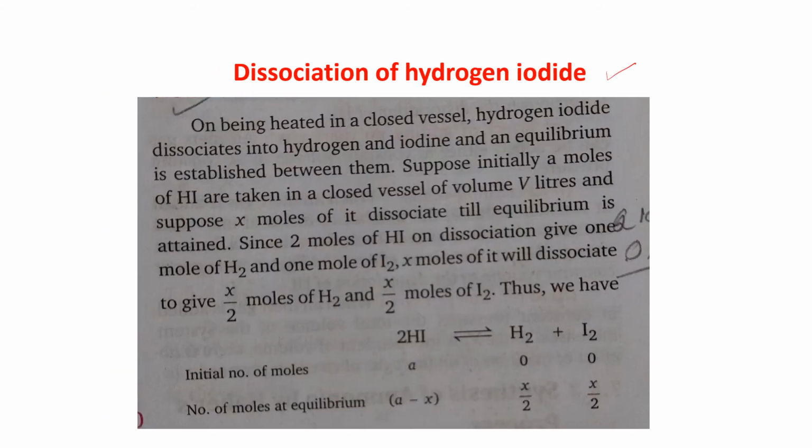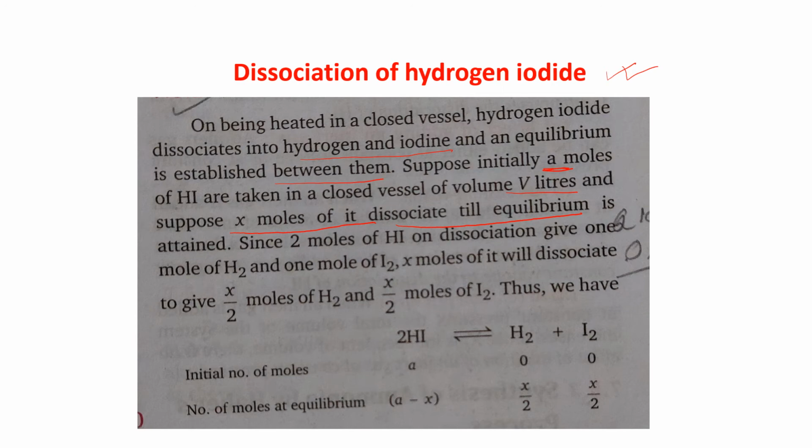Dissociation of hydrogen iodide, another example. On being heated in a closed vessel, hydrogen iodide dissociates into hydrogen and iodine. HI will dissociate into H2 and I2, and an equilibrium is established between them. Suppose initially A moles of HI are taken in a closed vessel of volume V liters, and suppose X mole of it dissociates till equilibrium is attained.